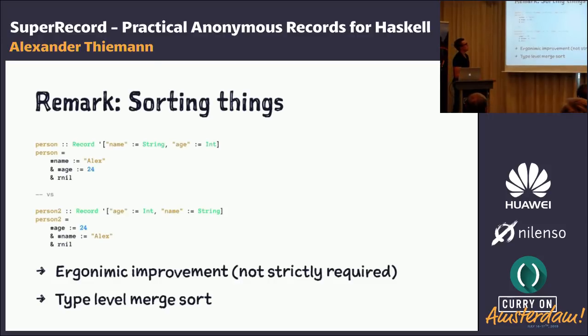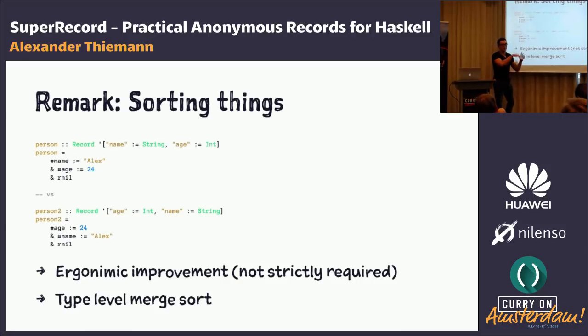Cool, so let's make some short remarks. One problem with this approach is that if you construct this naively, then look at this record and this record, right? They're going to have different types because I swapped the order of the fields here. The top one is name and age and then nil, and the other one is age and name and nil. So these types are different.